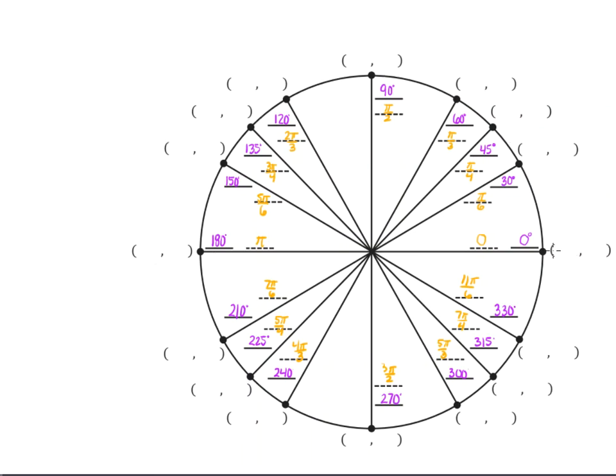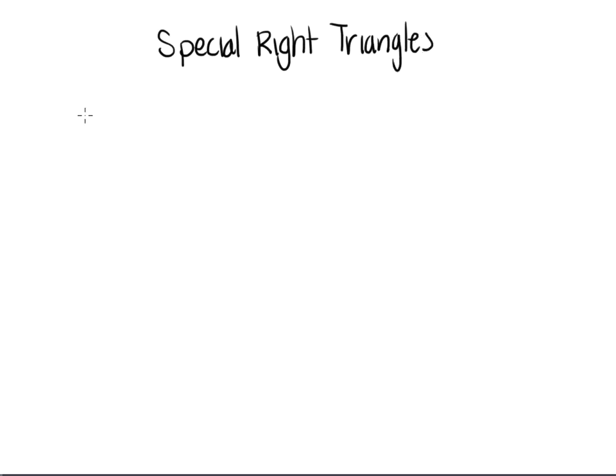To help us with that, we need some way of measuring some stuff. So we're going to create some little tools for measuring, and these tools are called special right triangles. There are two of them. The first one we are going to talk about is called the 45, 45, 90 special right triangle. It's 45 degrees, 45 degrees, and 90 degrees.